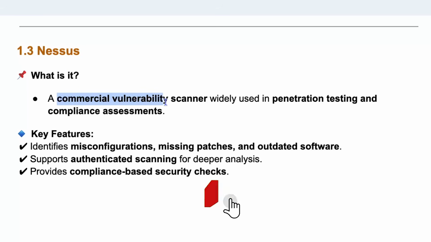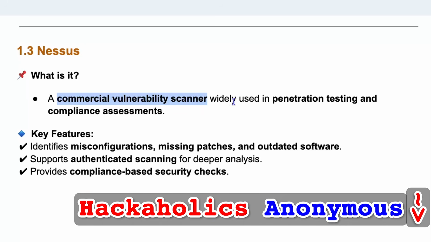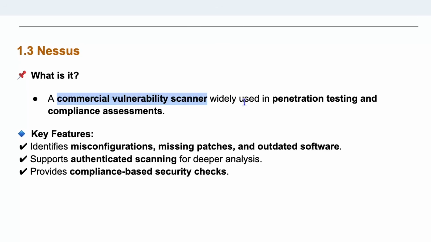Now, Nessus is a commercial vulnerability scanner, meaning this is paid, and it's actually kind of expensive. It's still very popular because it's very, very powerful, and it does a lot of really good work. It's used in penetration testing and compliance assessments because it will give you a really solid report. It'll give you an outline of all of the vulnerabilities that it finds, and it'll rank them for you to let you know whether or not they need to be addressed right away, etc. So it can identify misconfigurations, missing patches, and outdated software. It supports authenticated scanning, and of course provides compliance-based security checks as well.